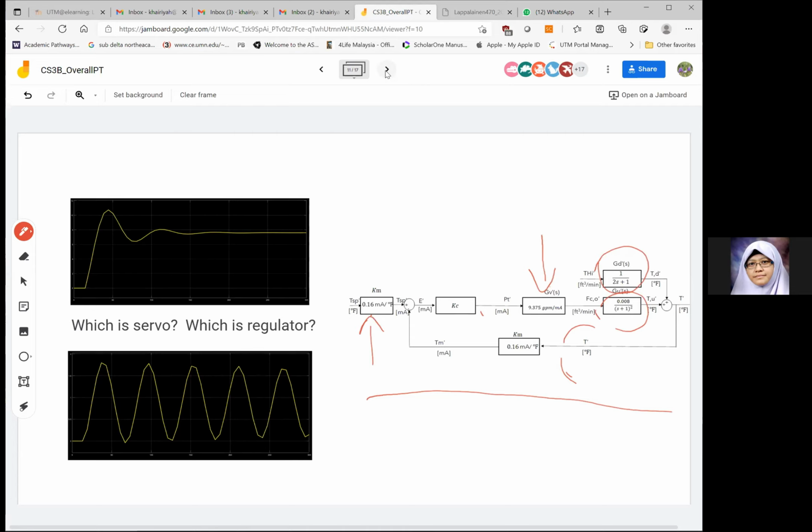Now I want to ask you this. Which one is servo? Which one is regulator problem? Can you label this? Now, not all of you are in Jamboard. Please come into Jamboard now, because then you can participate. Which one is servo and which one is regulator?